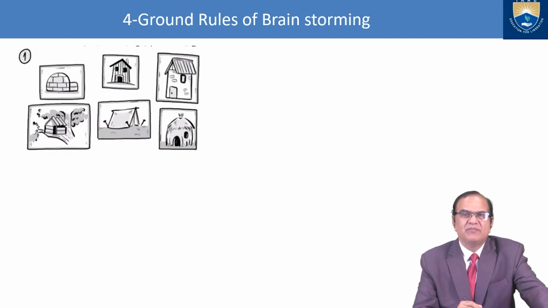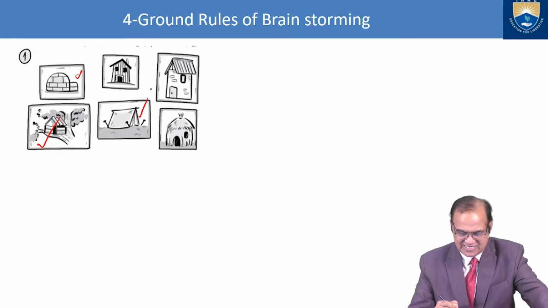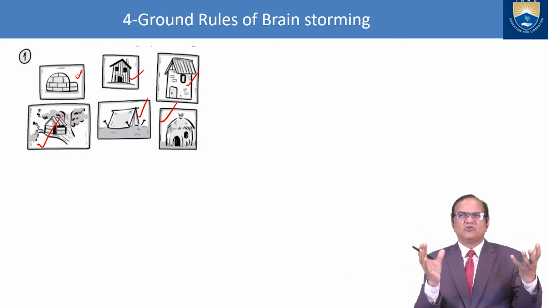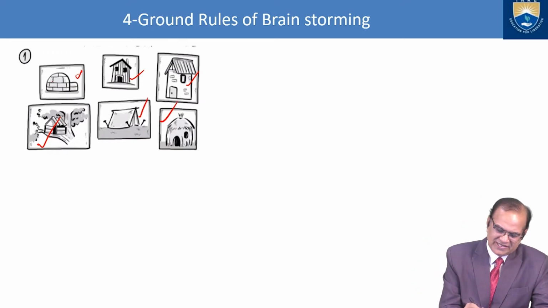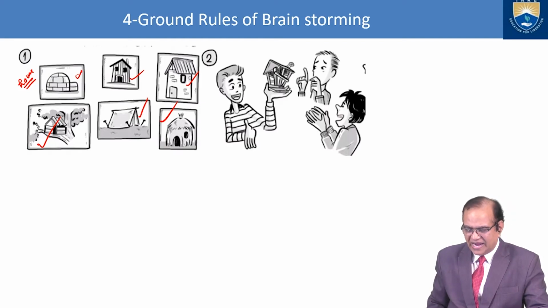They will come up with some ideas. It is like a cap, like a house, a tent, like this house, like this house. Okay, it is another type of house that he has made. So the first rule is to quantify the idea.